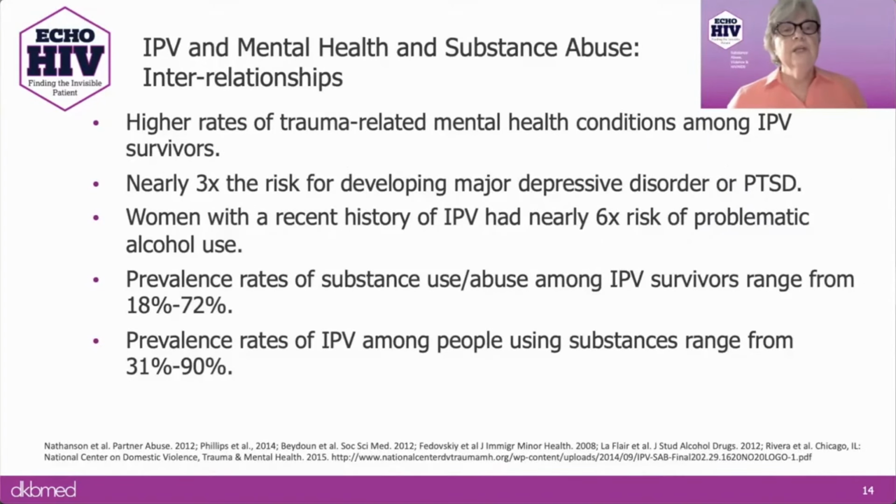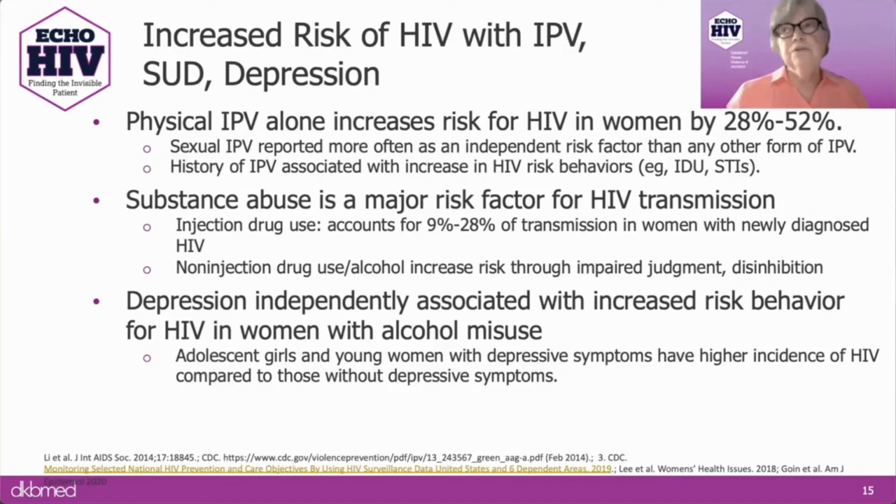In the general population, there are significant interrelationships between intimate partner violence, mental health, and substance abuse. And as we turn to consideration of HIV, it's important to note that these problems also increase the risk of HIV acquisition. For substance abuse, we know that injection drug use accounts for 9 to 28% of transmission in women with newly diagnosed HIV, but I think we often don't think about the role of non-injection drug use, as well as alcohol, increasing the risk in HIV behaviors.